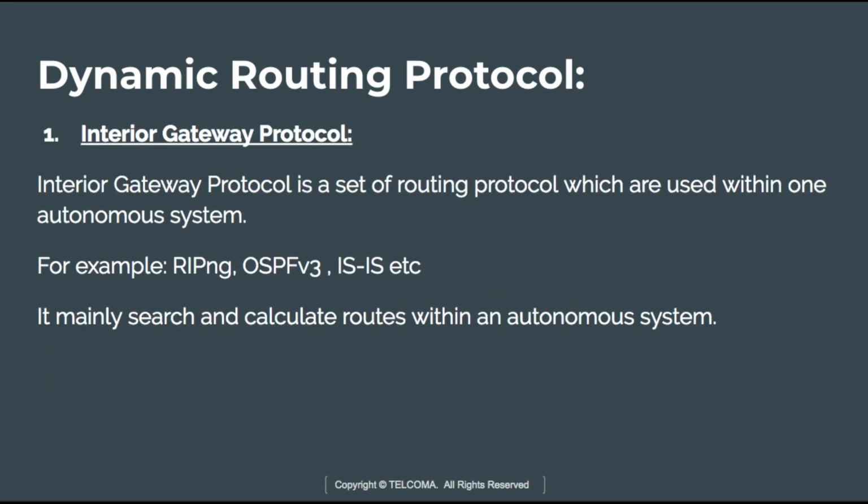Let's discuss this. First one is IGP. Before discussing this, let's discuss the autonomous system. An autonomous system is a collection of networks that is managed by a single entity like an ISP or organization, and they follow their own routing policies. The interior gateway protocol is a set of routing protocols used within one autonomous system, and examples are RIPng, OSPFv3 and IS-IS. It mainly searches and calculates routes within an autonomous system that is defined by a single entity.